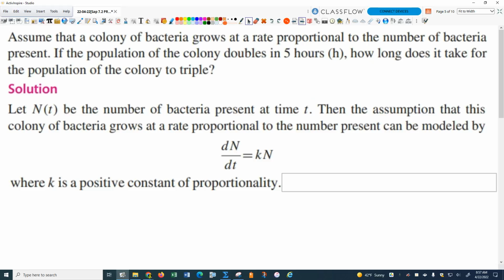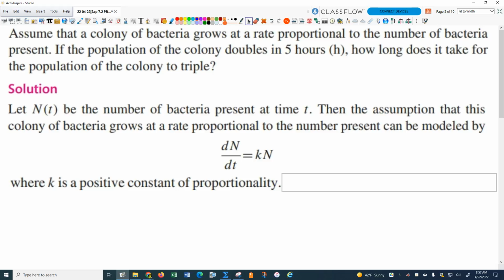Okay, what about this one? We have a colony of bacteria that grows at a rate proportional to the number of bacteria present. That's really important. That's telling us that this fits our differential equation, right? If we say that n is the number of bacteria, that's giving us this differential equation, isn't it? The rate of change of n is proportional to the value of n, okay? So then what do we know here?